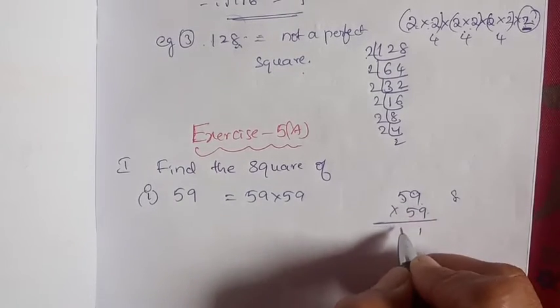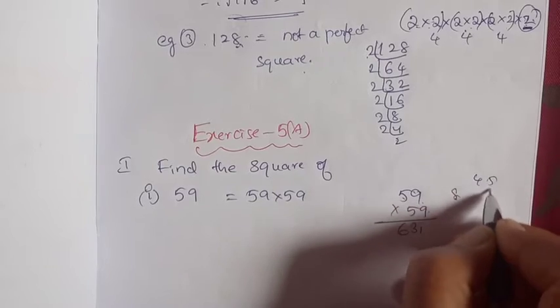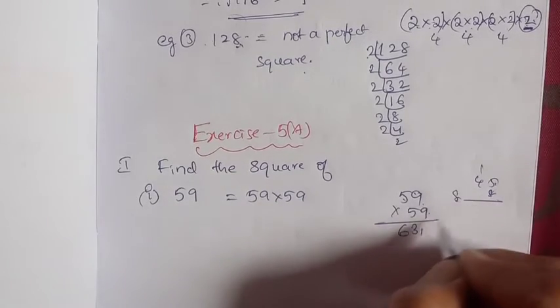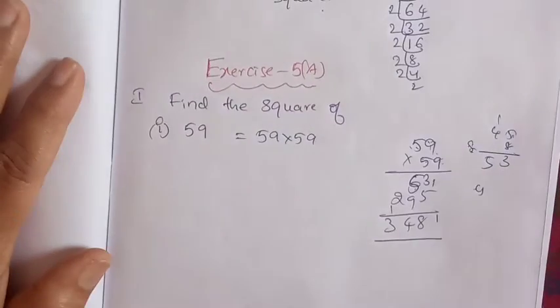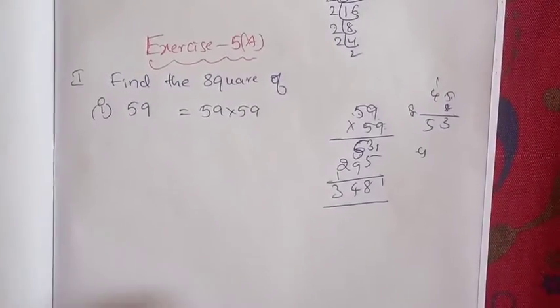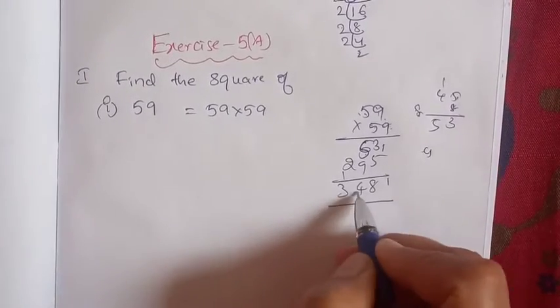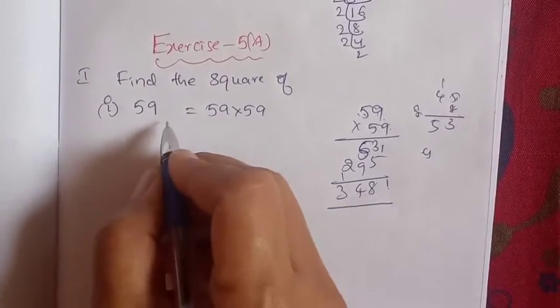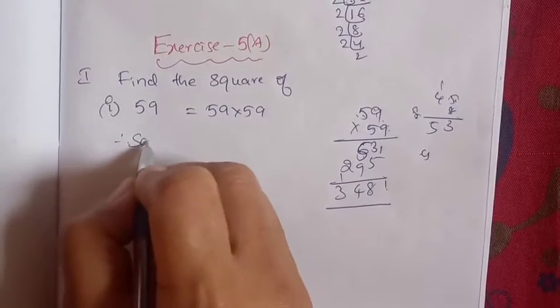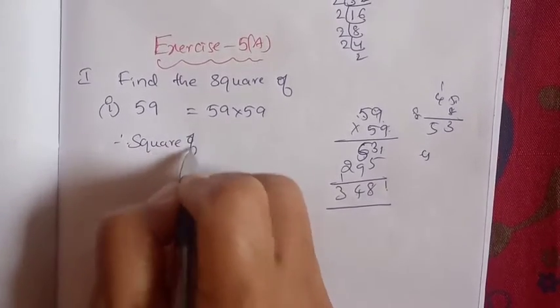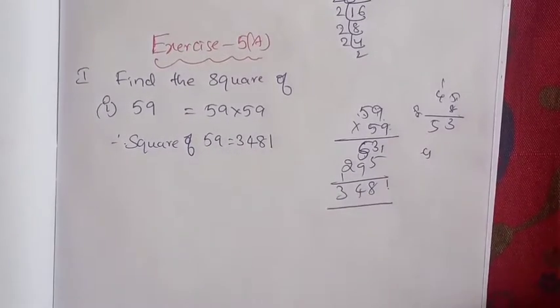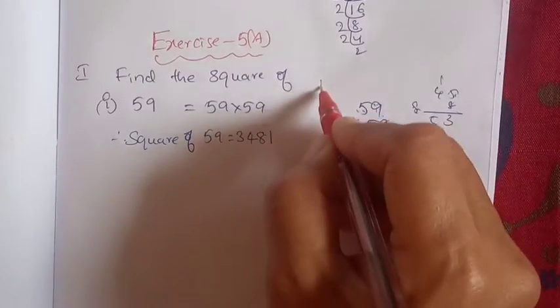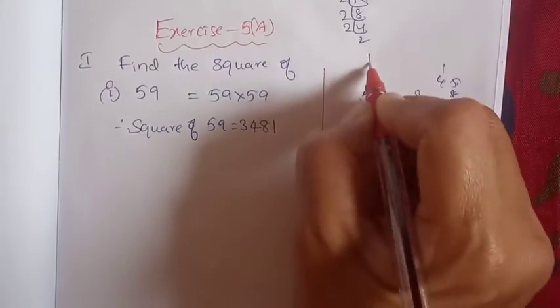45 plus 8, 53. Okay, 59 into 59 is how much? 3481. What is the answer? Therefore, square of 59 is equal to 3481. So for this kind of product, you draw a right margin and do the rough work, and keep the heading as rough work.